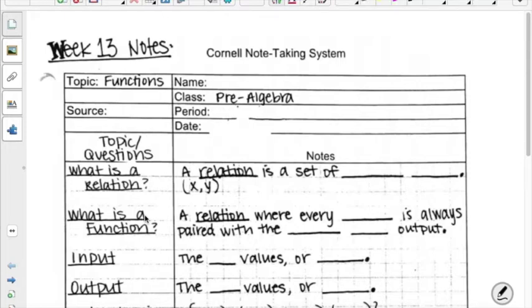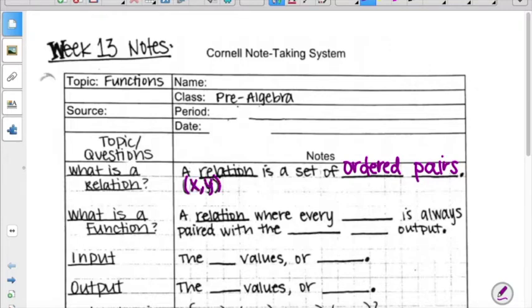So the first thing that we're going to talk about is what is a relation. A relation is a set of ordered pairs. An ordered pair is a set of numbers that go in the x, comma, y format.